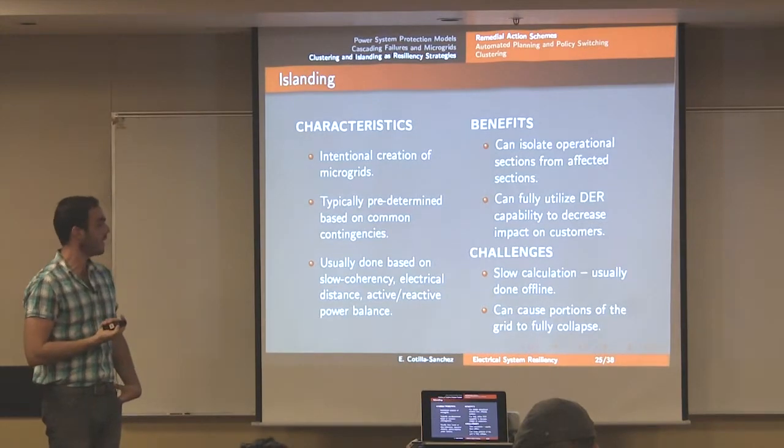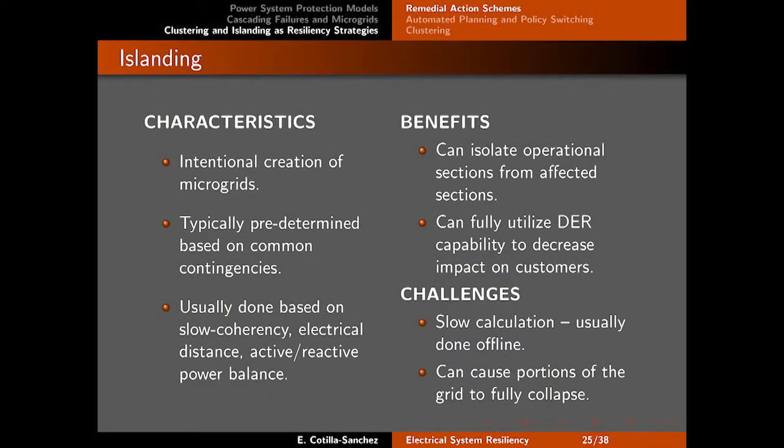And the other thing that we could do is islanding. In this case, it's basically an intentional creation of microgrids. Usually we would just compute those offline. We have the knowledge of how we want to split the system, and then we can form those islanded microgrids depending on many things like slow coherency. We can apply a fault and see how the generators swing together, and then they are likely to be grouped.